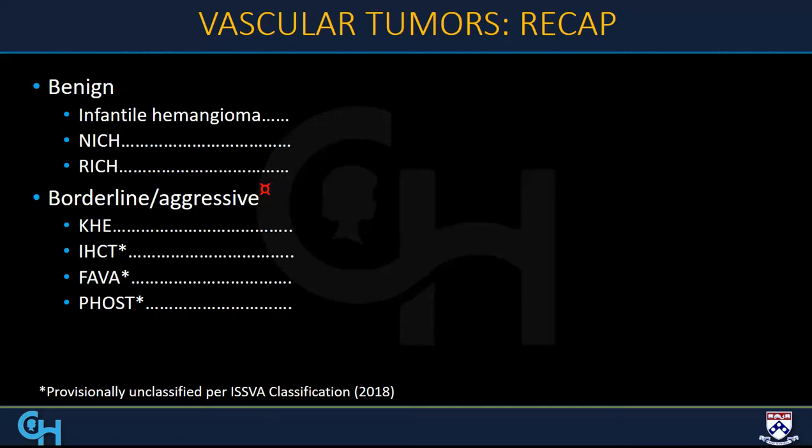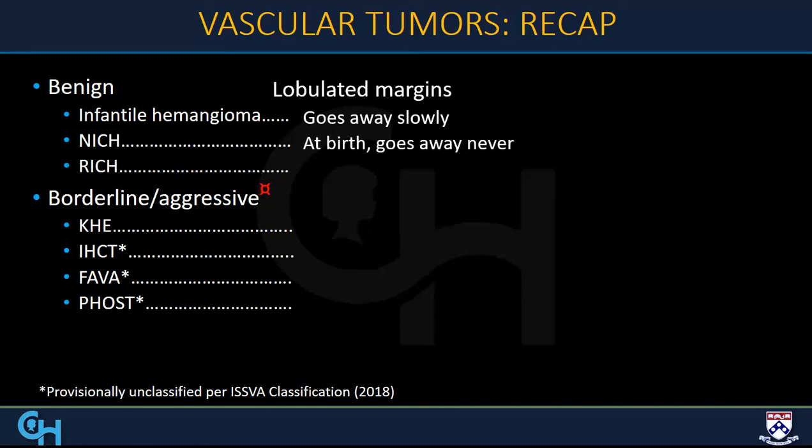And a quick recap on our tumors that we discussed. For infantile hemangiomas, you can keep in mind that it goes away slowly, but it's present only after birth. For non-involuting congenital hemangiomas, it presents at birth but never goes away. For rapidly involuting, it's present at birth but goes away fast.